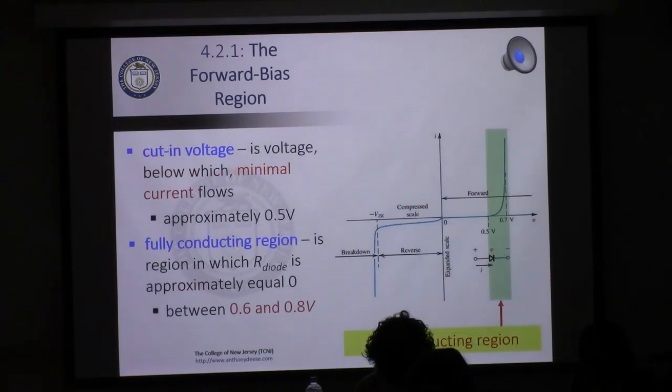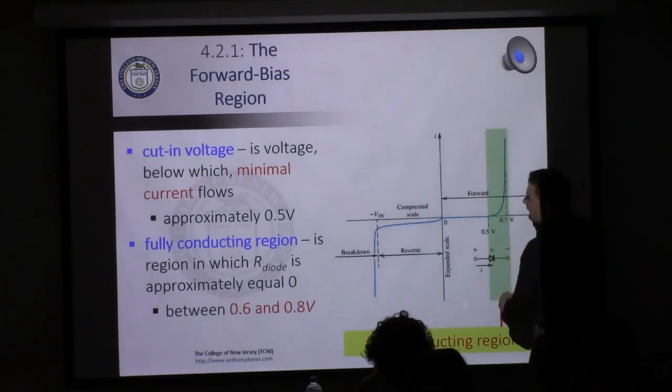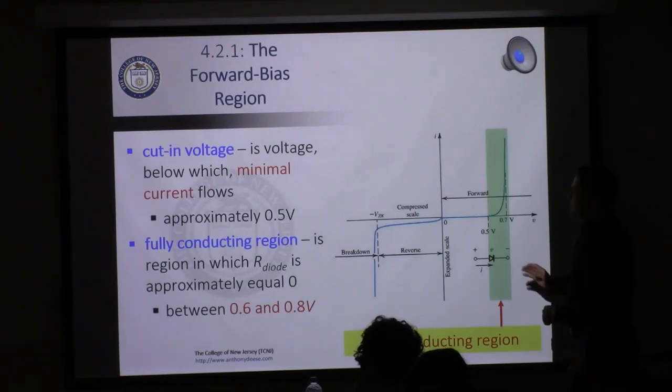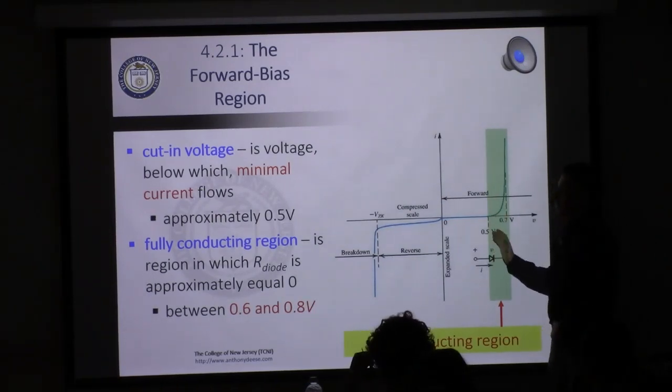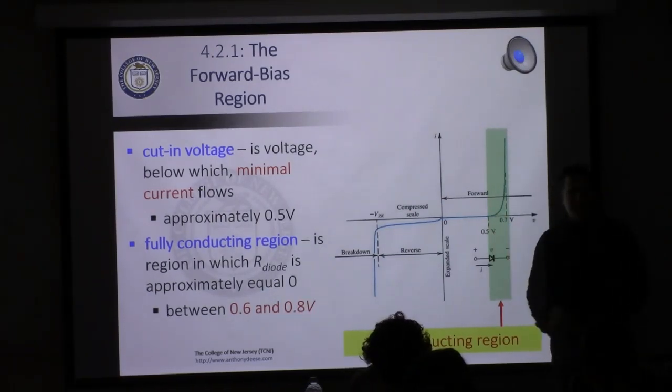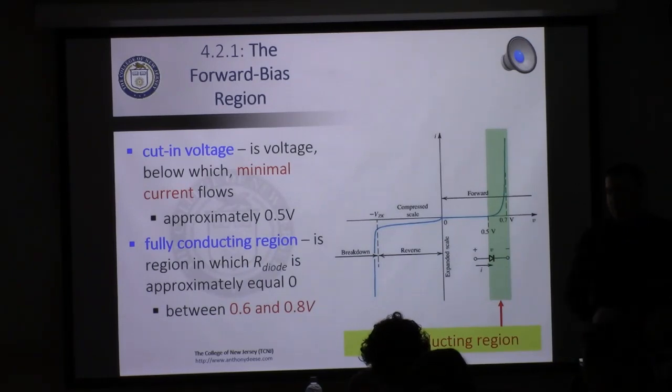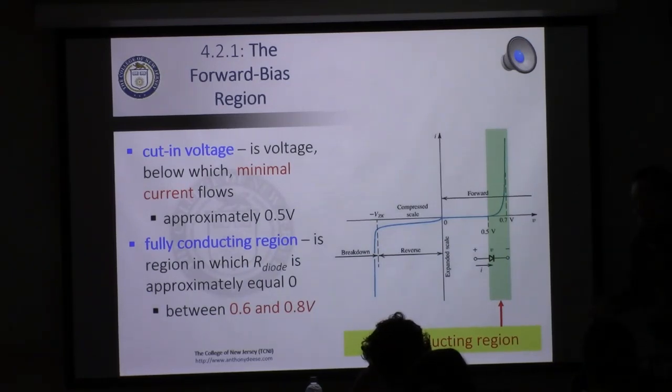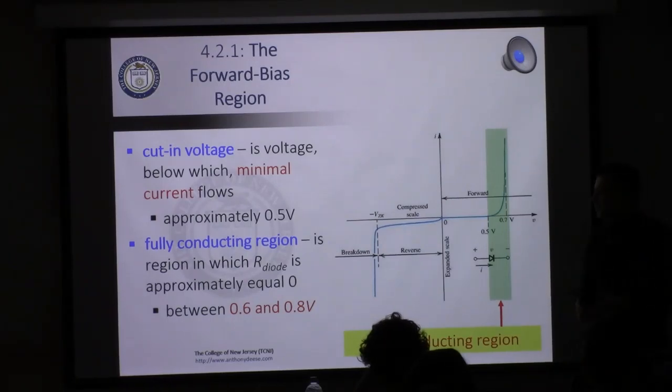Okay, so again, we have this fully conducting region, which is shown in green. I already talked about that. We also have a value we call the cut-in voltage, which marks the beginning of the fully conducting region. It depends on the diode that you're using. We're going to say it's somewhere between 0.5 and 0.6 volts.